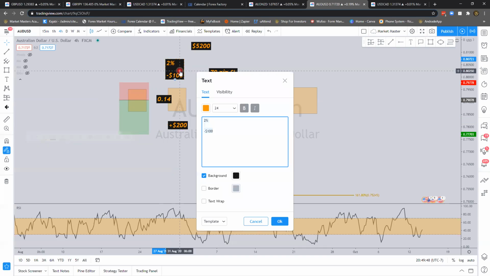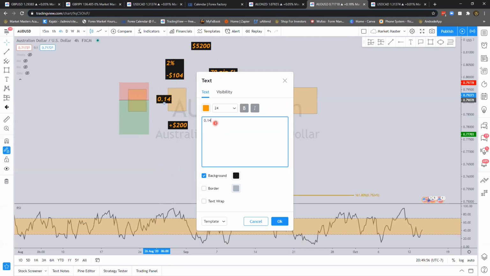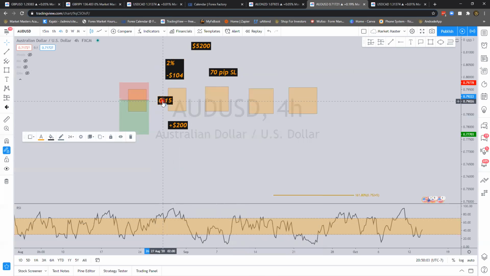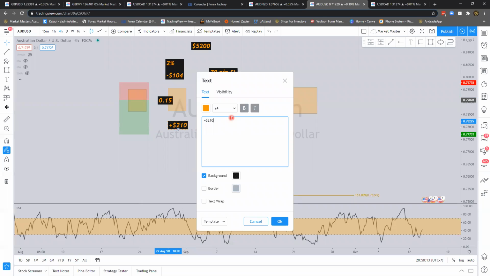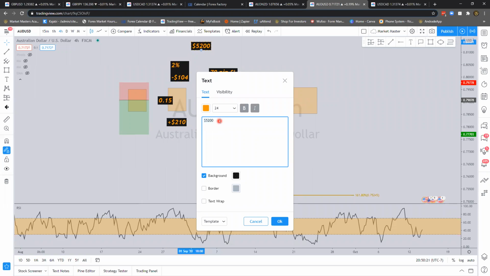And now instead of 100, you're going to be risking 104. And the lot size, it's saying 0.149. We round it off, 0.15. So now we should be making around 210 on this next trade. Let's say this next trade wins. So now we make 210 off of this. Now the account is at 5,410.